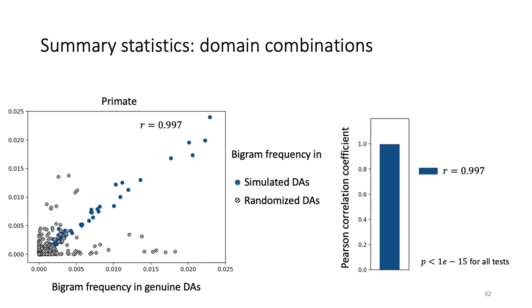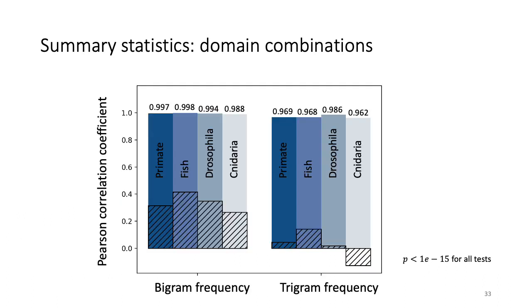The Pearson correlation coefficient, averaged over 1,000 iterates, was 0.314, shown as a cross-hatching on this bar chart. For visualization purposes, we selected one of the 1,000 iterates for inclusion in a scatter plot on the left. We see similar behavior for both bigram and trigram frequencies in all 4 datasets, with very strong agreement between the simulated and genuine domain architectures, but not between randomized and genuine architectures.